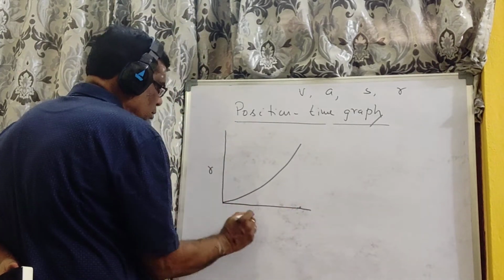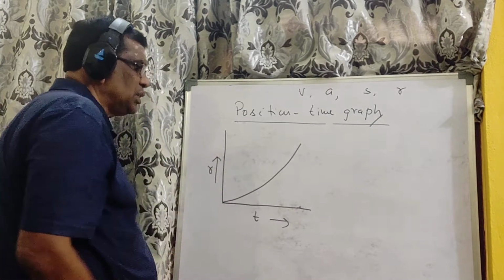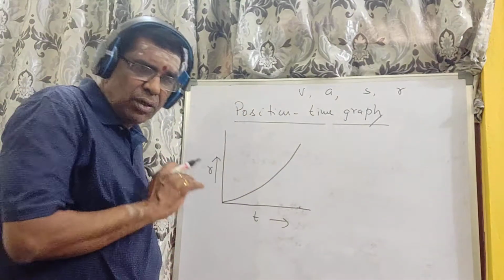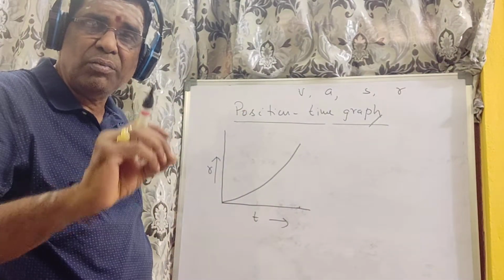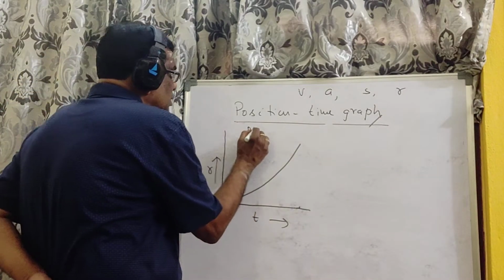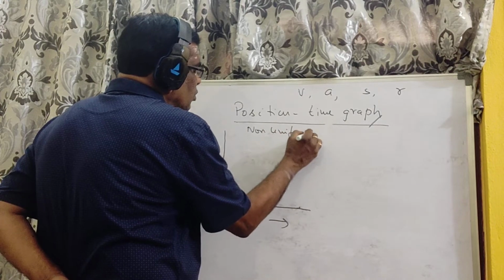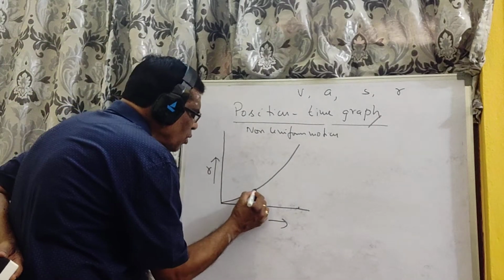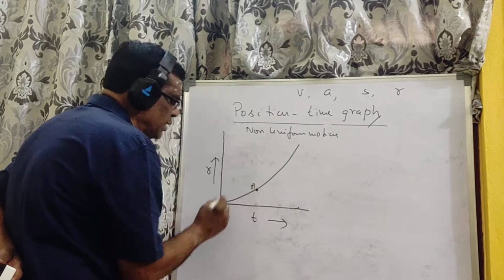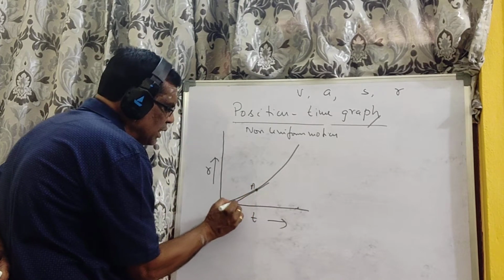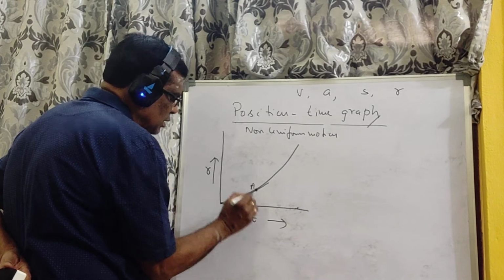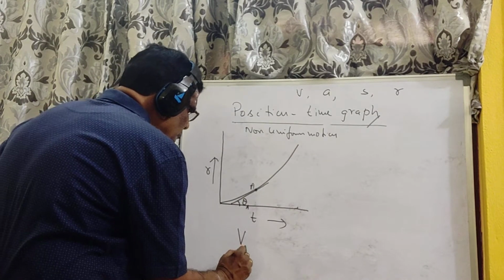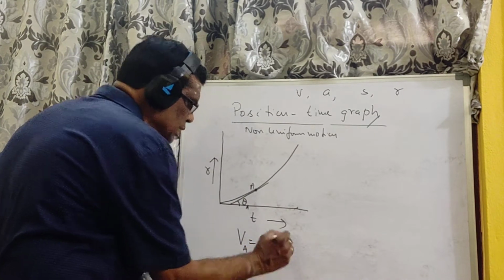let us say it's a parabola, a position-time graph. Okay? What does this indicate? It's not a straight line, therefore it is a non-uniform motion. First interpretation is non-uniform motion. That means velocity is a variable. Now if I want to know in such cases what is the velocity at point A, simply draw a tangent and get that angle. That will give you velocity at this point. Therefore, V at A is equal to tan theta A.